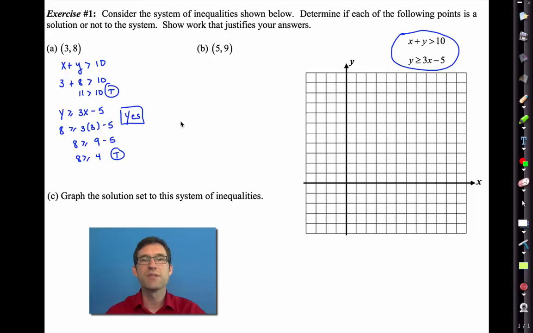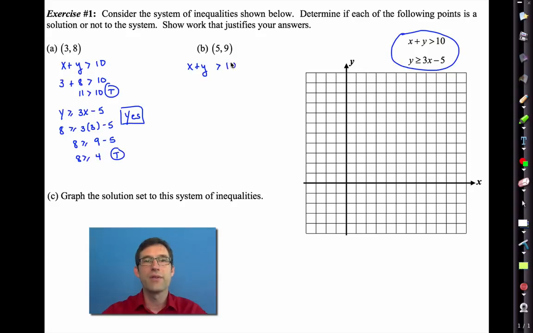Why don't you pause the video and see if the point 5, 9 is a solution to this system of inequalities. All right, let's go through it. Hopefully this time you found that the answer was no. But let's take a look.